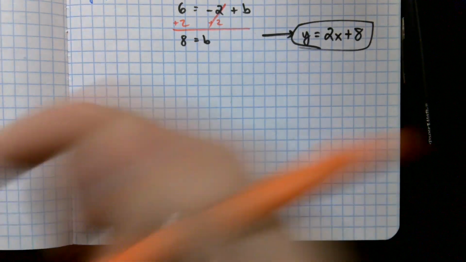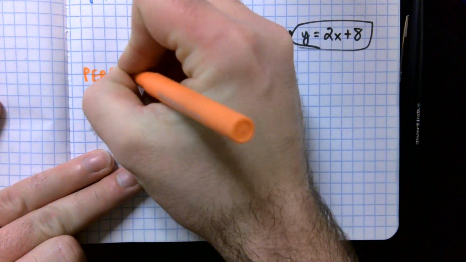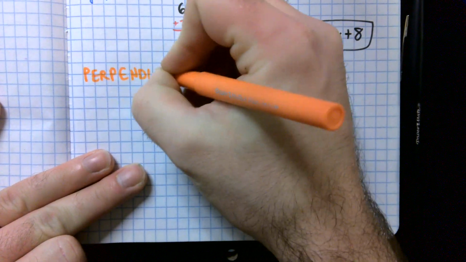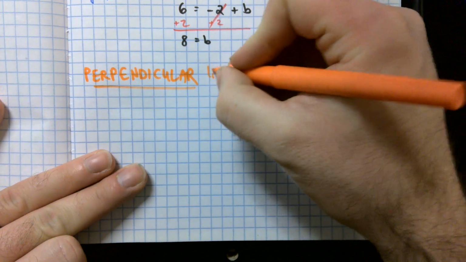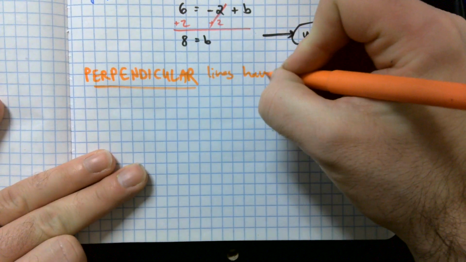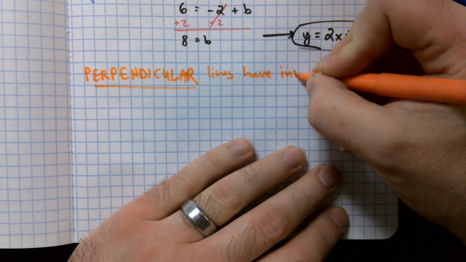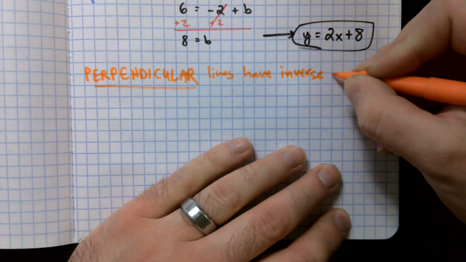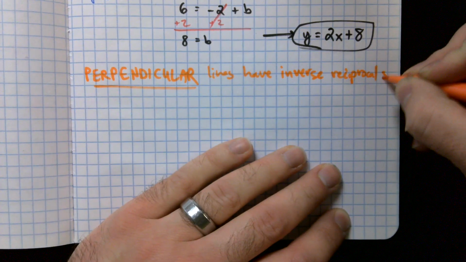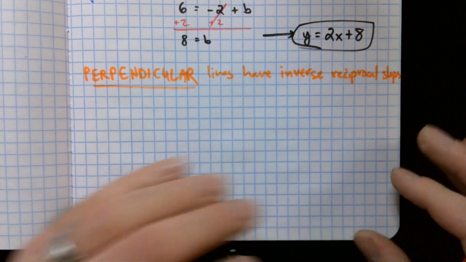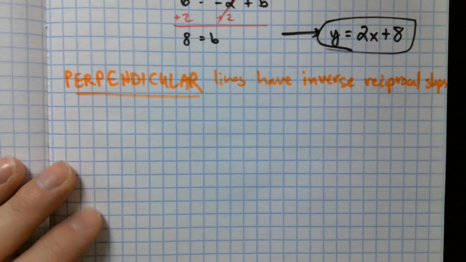Perpendicular lines are a little bit different, like we saw in the warm-up. Perpendicular lines have what's called inverse reciprocal slopes. Inverse reciprocal slopes.